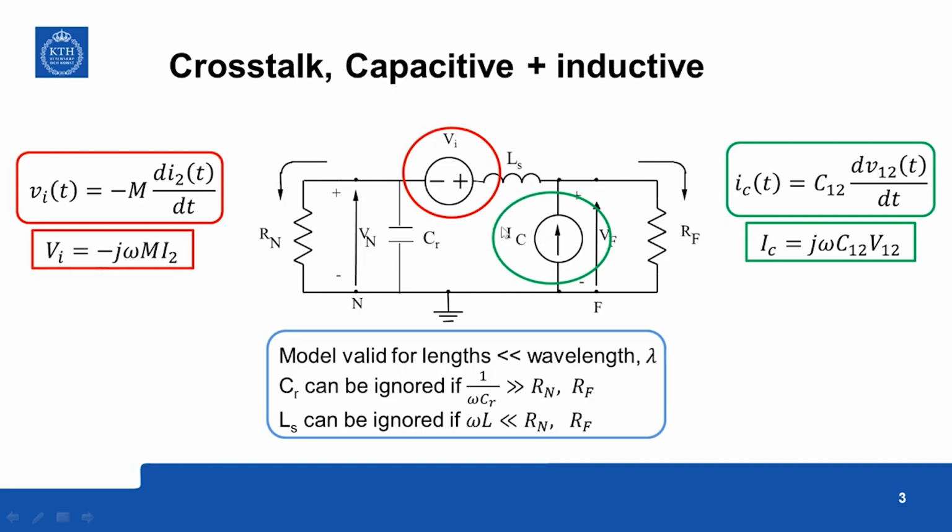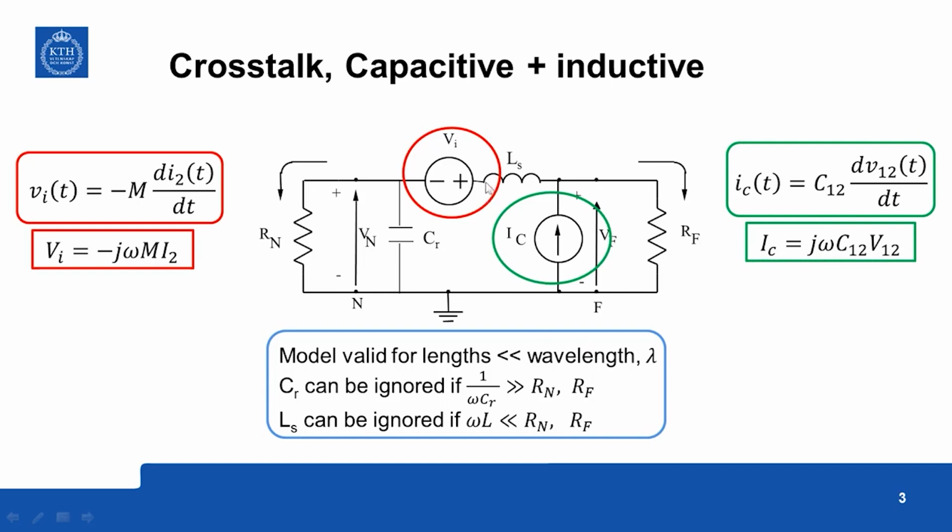Similarly, for the capacitive coupling part, the source IC is given by C12 dV2 by dt, where C12 is the coupling capacitance between the victim circuit and the source circuit, and V2 is the voltage difference between source and victim circuit. Again, this current is independent of the victim circuit over here. So in frequency domain, IC equals j omega C12 V2.